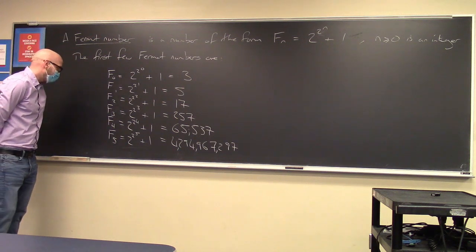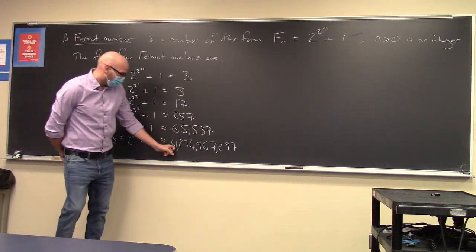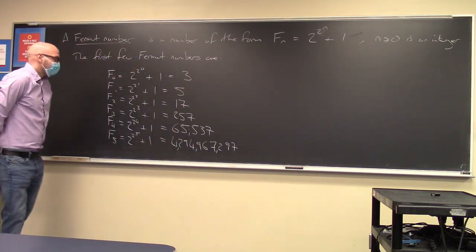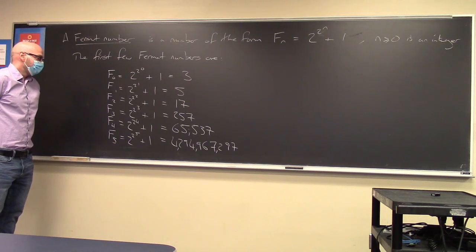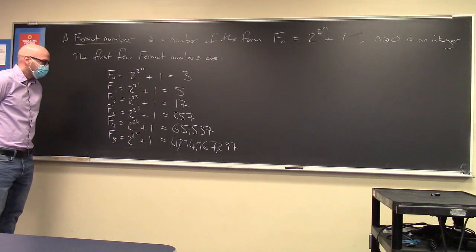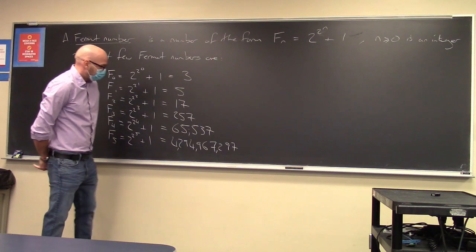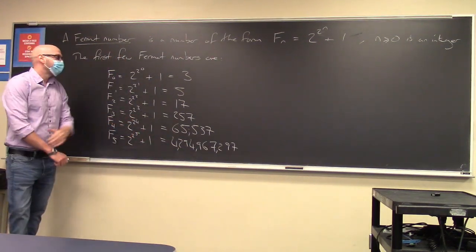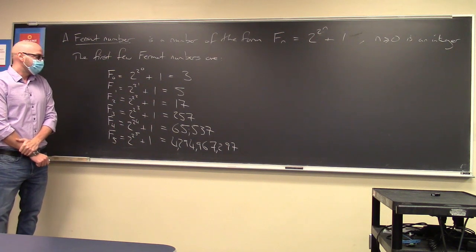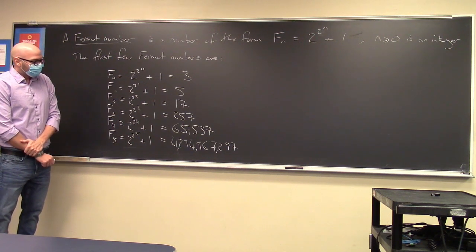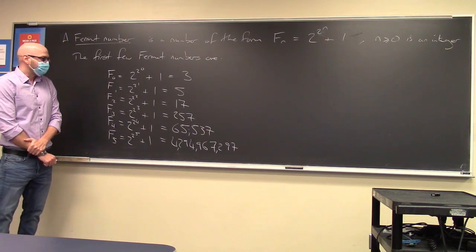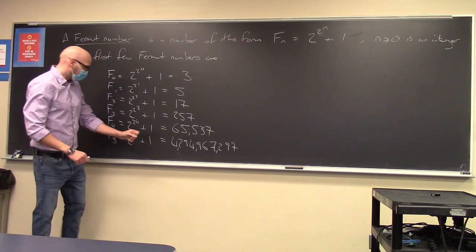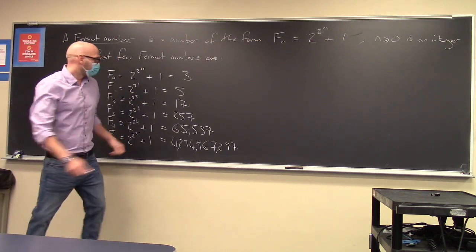65,537, you can check it's prime. Then you get to here, this is pretty big. What's this, 4 billion and something? Fermat himself was unable to factor this, although he knew enough about number theory that he should have been able to. Most people think the reason he couldn't factor it is because he made a mistake in his calculations. So this is actually not a prime number. This is composite.